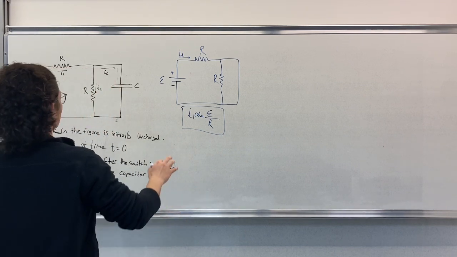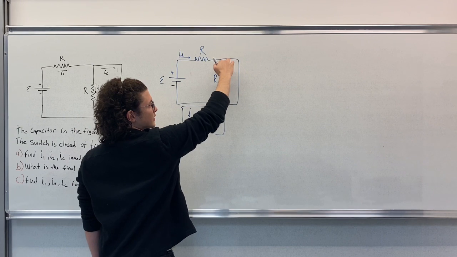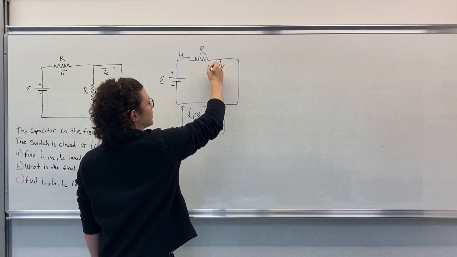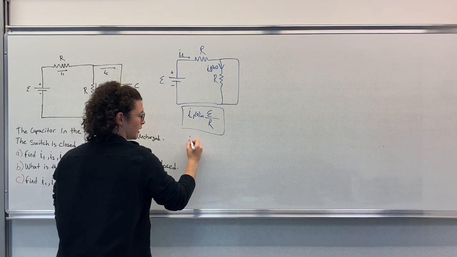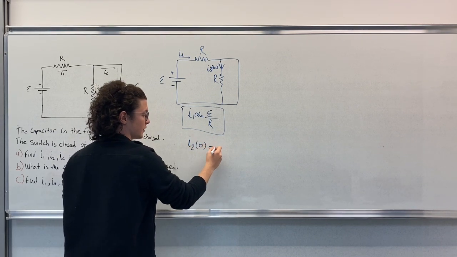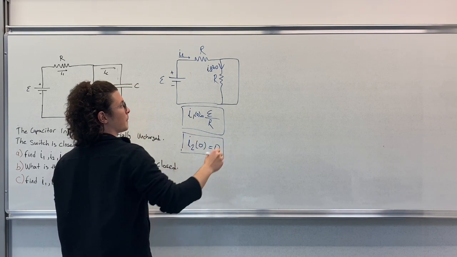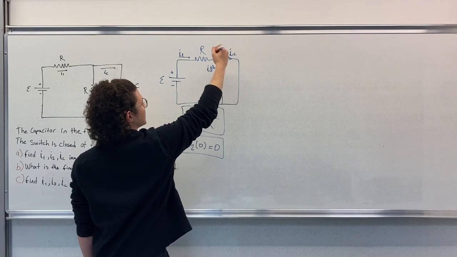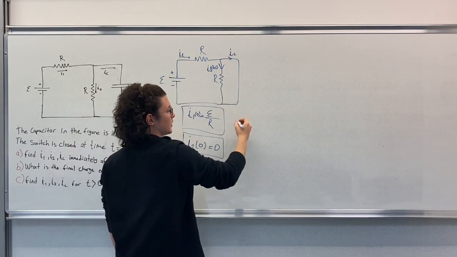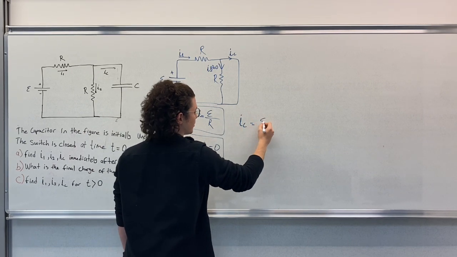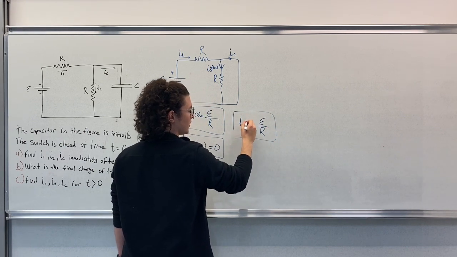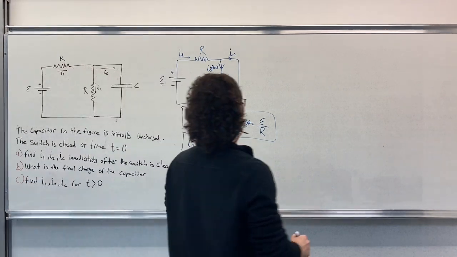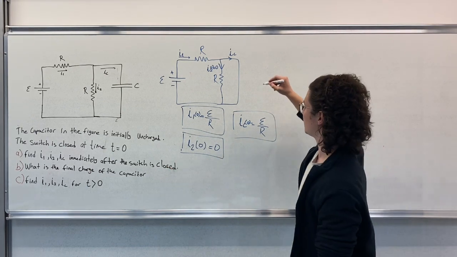So this I1 zero goes here, and since this is short circuited, no current flows here. I2 zero is zero. So let's write it here: I2 at time t equal to zero is zero. And all this current I1 goes through here. So IC is equal to I1. Therefore, it is also epsilon over R at time t equal to zero. For the first part, our answers are this.